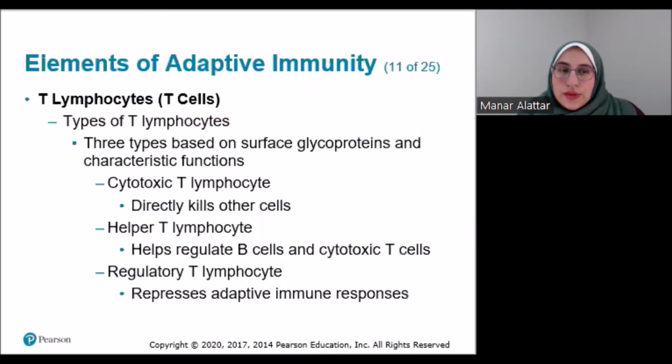So there are three different types of T cells. Cytotoxic T cells are the ones that directly kill the cell that's displaying that abnormal MHC complex. Helper T cells help regulate the various cells of the immune system, and also release cytokines, which bring more white blood cells into the area.